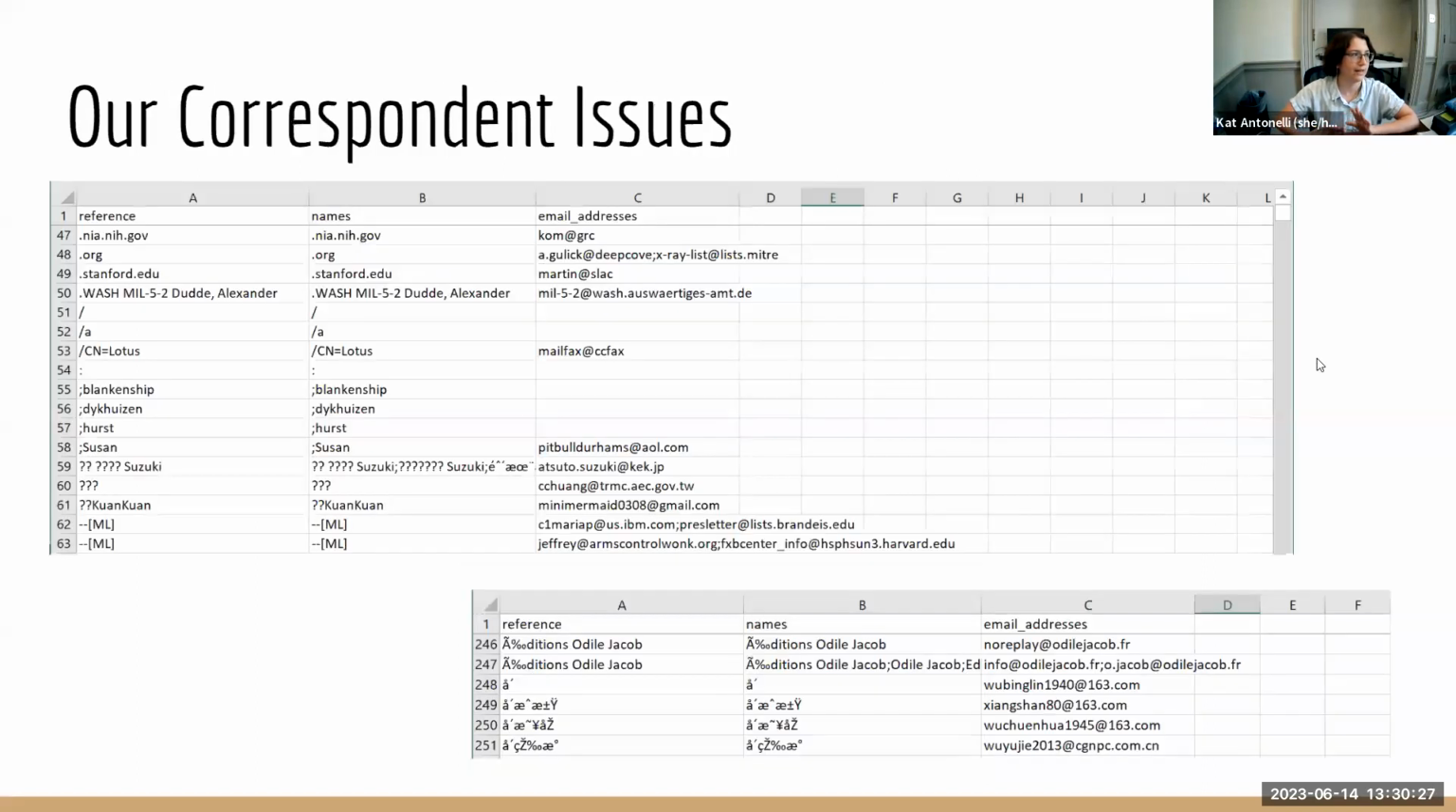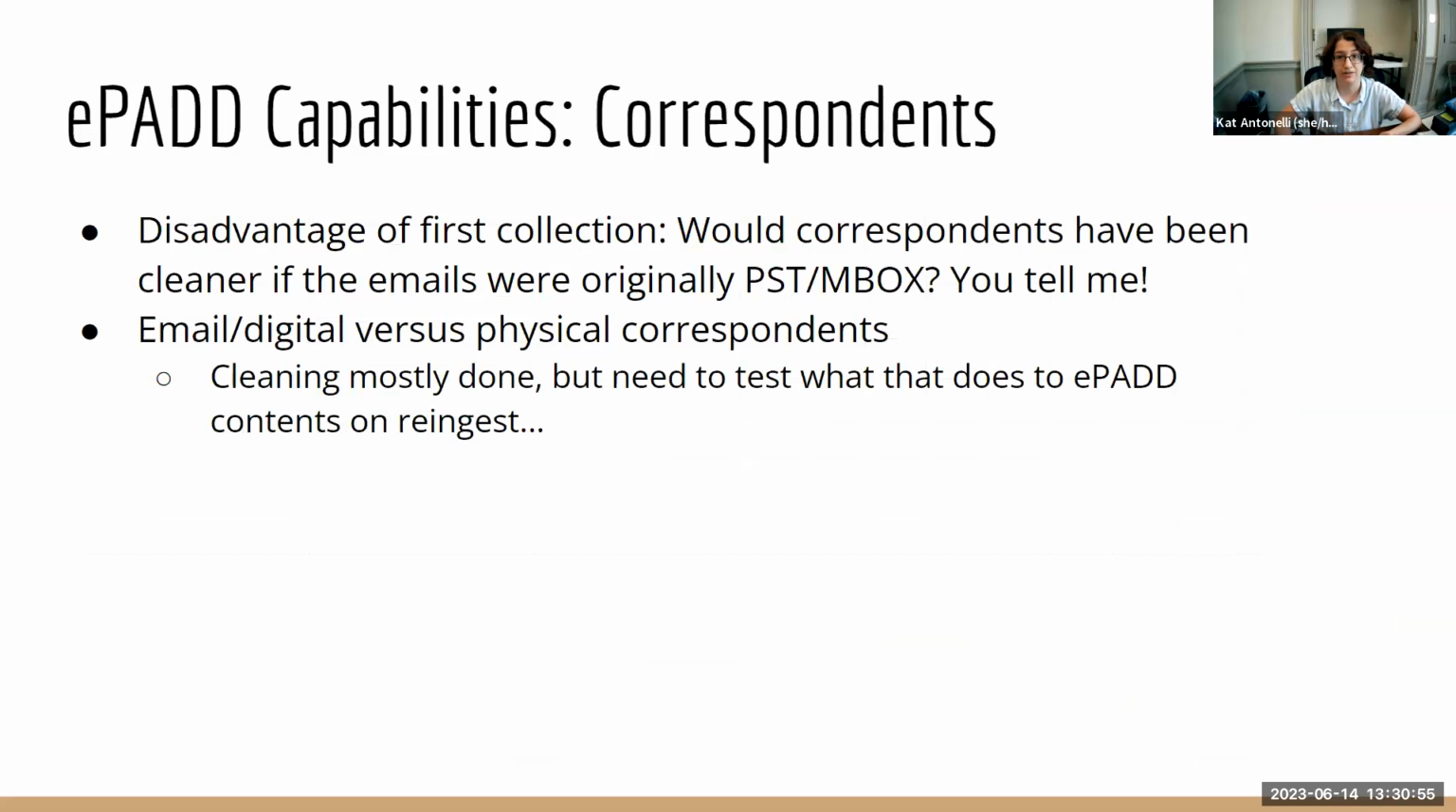And you can see that CSV here, or portions of it. What I wanted to point out here is that we have a lot of erroneous correspondence, and those needed to be cleaned up. I can tell that some of them are incorrectly parsed Lotus Notes addresses, but others I'm not sure exactly what's going on with them, which is the disadvantage of having this as our first collection.